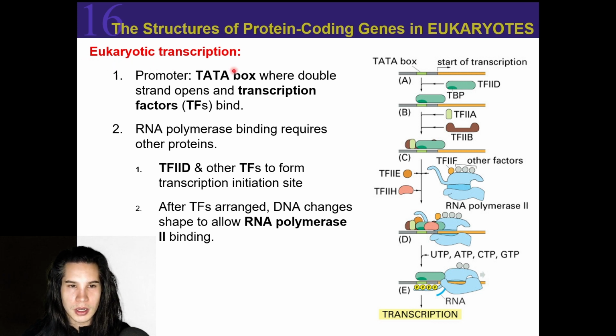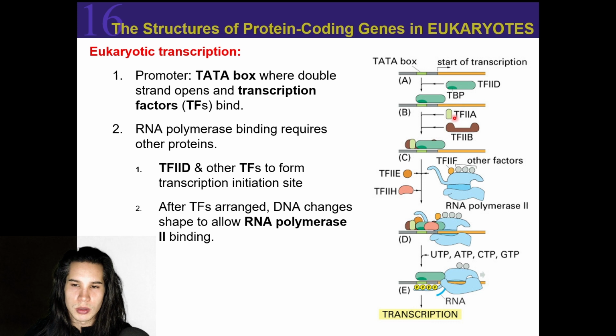In eukaryotic transcription, typically we're going to have some kind of promoter sequence. In eukaryotes, we call this the TATA box because it's a series of T's and A's. So it's a TATA box where the double strand will open and transcription factors will bind. Looking at the first part, A, you have transcription factor 2D, which is a TATA box binding protein. That's going to bind to the TATA box, and then from here we get this cascade.